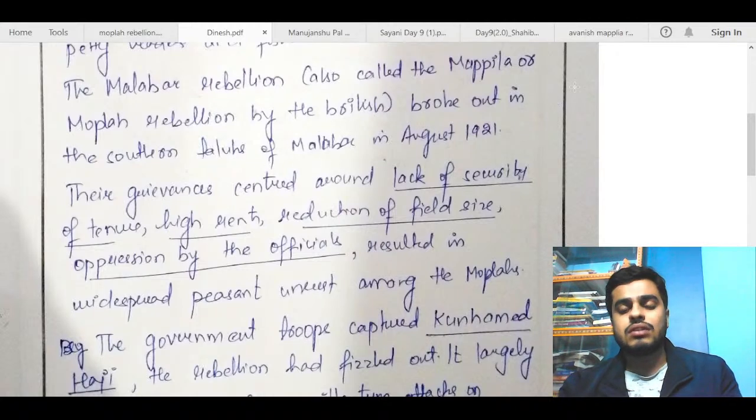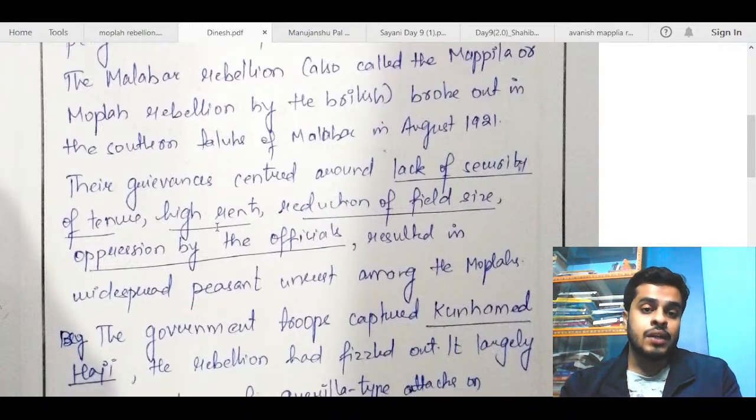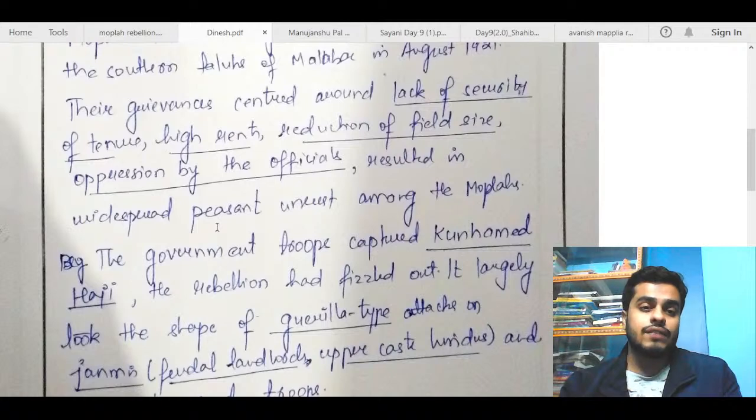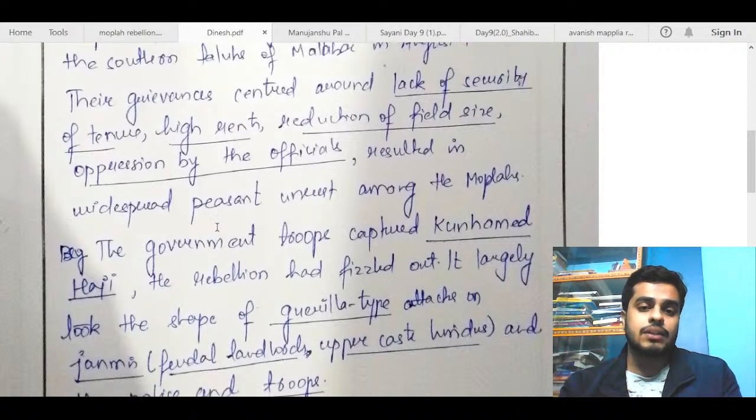You can just draw a region, like a map of the Malabar region, if you wanted to get some extra marks here. The grievances centered around lack of security of tenure, high rents, reduction of field size, operation by the officials, resulting in widespread peasant unrest among the Moplahs.